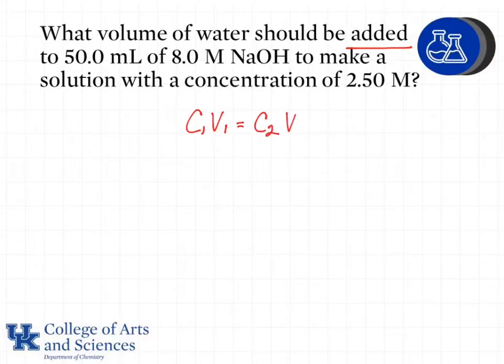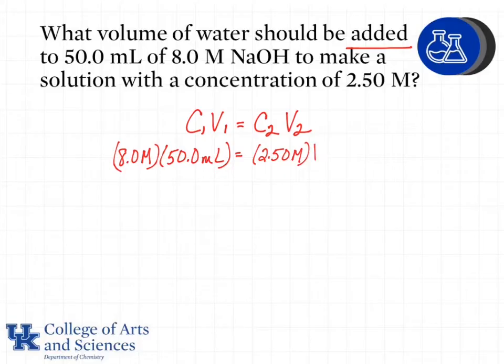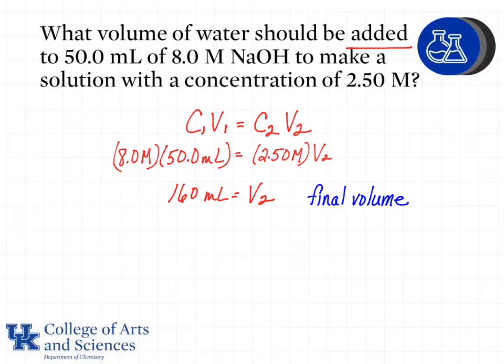Again, we're going to start with our dilution formula. We can put in our initial concentration and our initial volume. We know our final concentration is 2.50, and we're going to be solving for our final volume. We find that V2 is equal to 160 milliliters. However, this is the final volume. This is not the amount of water that should be added.